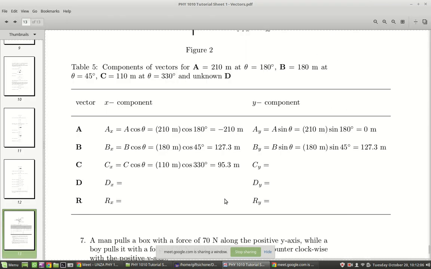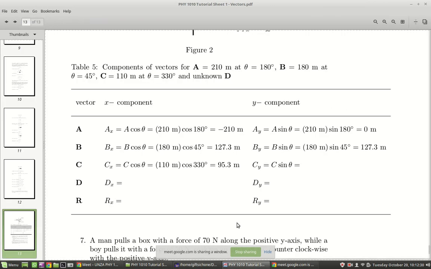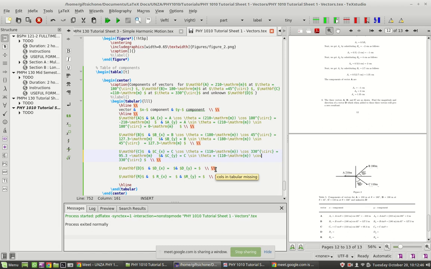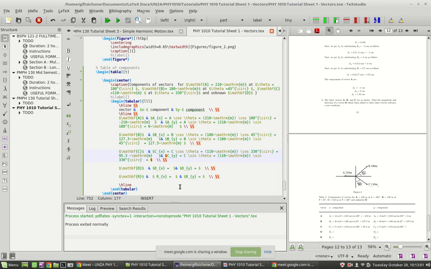Then how do you go about getting CY? The magnitude of C sine the angle. How much is the magnitude of C? 110 meters. And how much is the angle we're dealing with? 330. Then 110 sine 330 degrees. How much do we get? Negative 55.